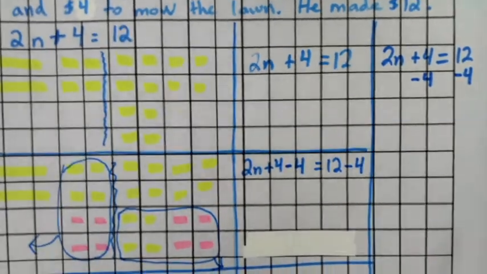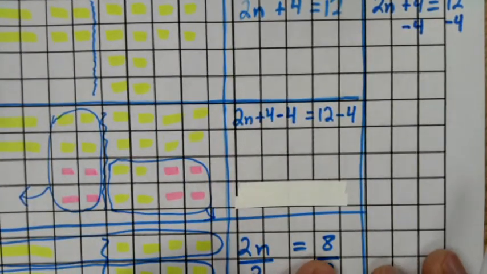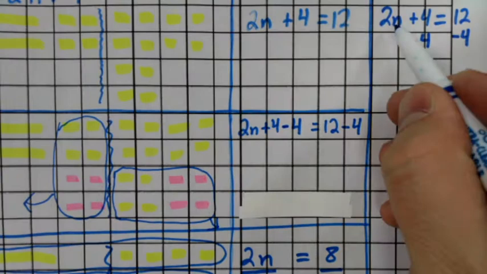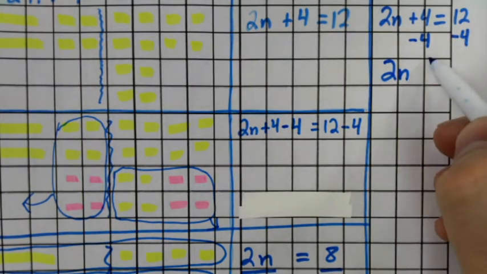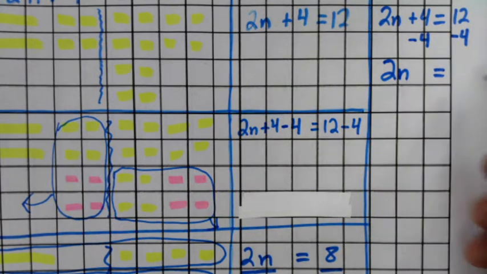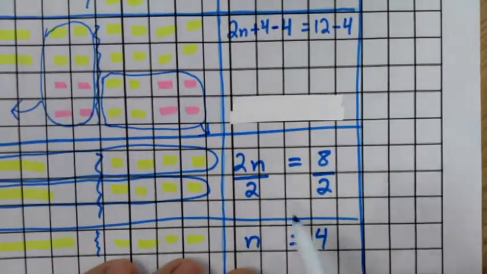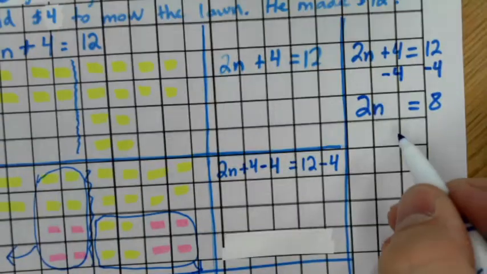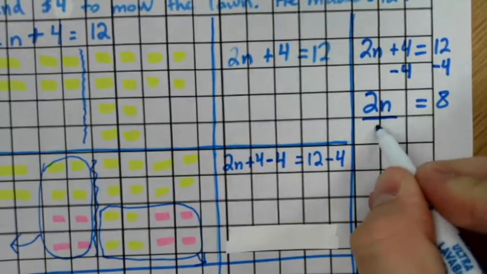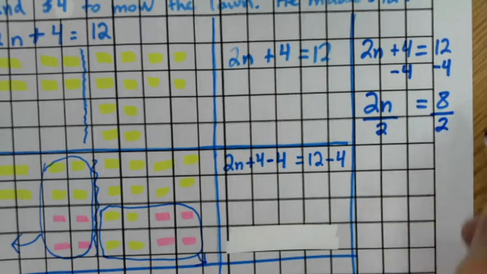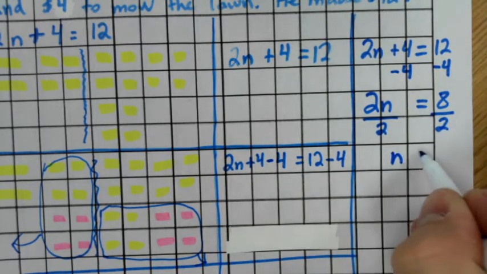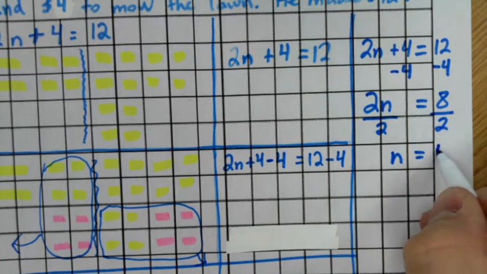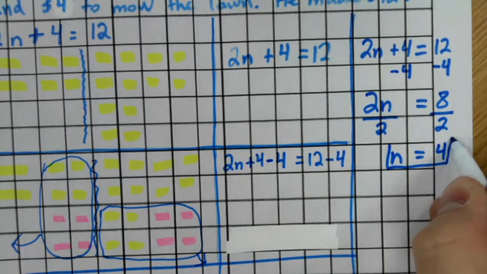So then next, down here was 2n equals 8. So if you think about it, what's left over? There's 2n here. That becomes 0 and equals 12 subtract 4, which is 8. And the next step is to divide both sides by 2. So I'm going to draw that in. I'm just going to divide both sides by 2. And 2 divided by 2 is 1 times n would just be n. And 8 divided by 2 is 4. And there is our answer.